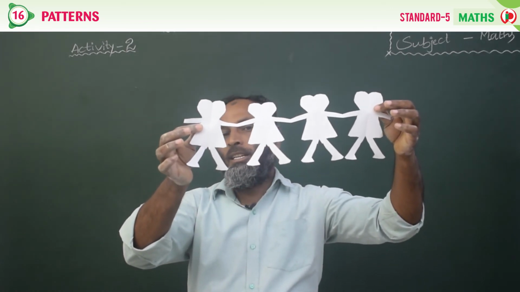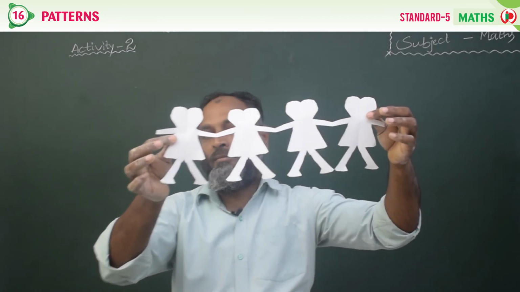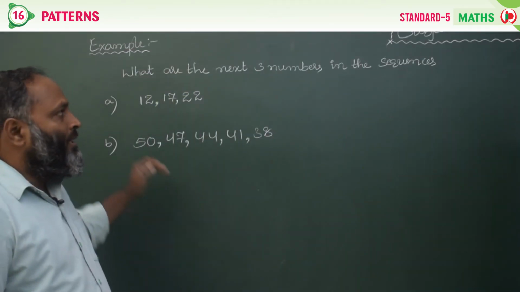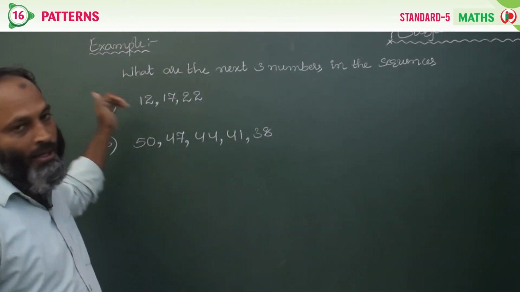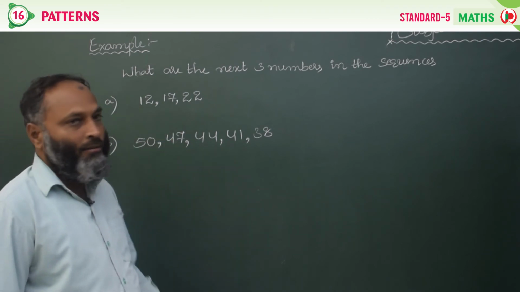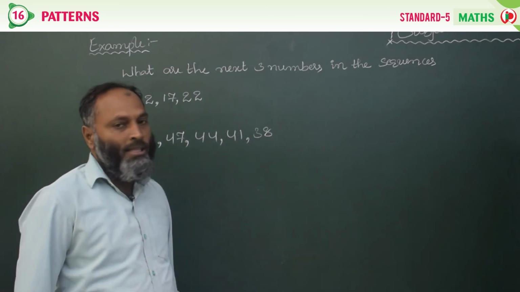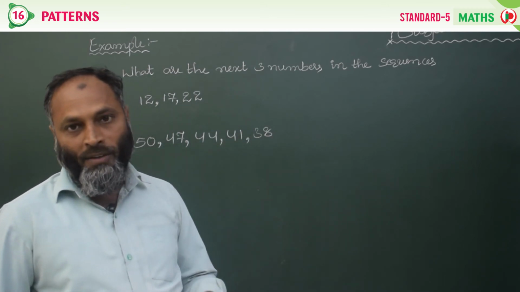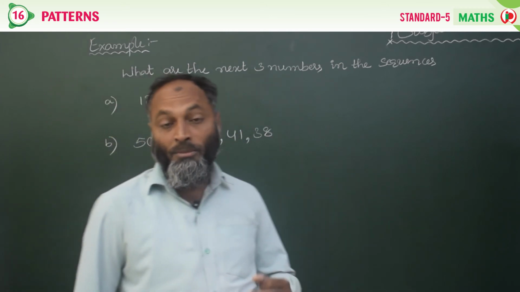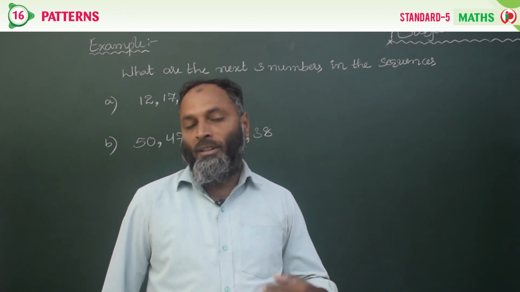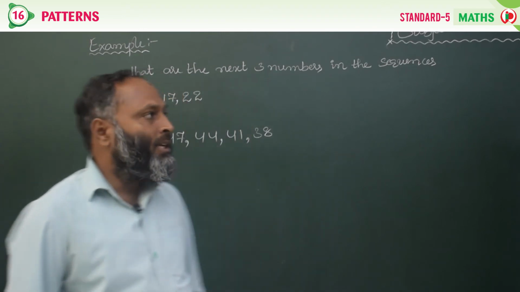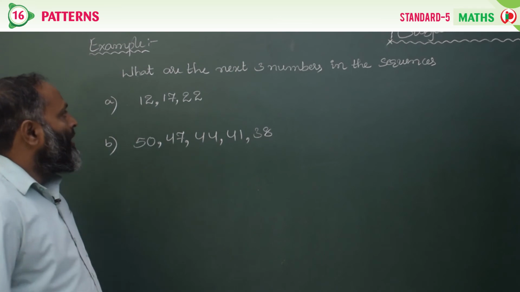Okay, students, this is your second activity. Now students, see here. Here mathematical patterns are given. In this pattern, what is he asking in the example? What are the next three numbers in the sequence? Whatever the sequence is given, first we should observe the sequence. Then after that we should write the next three terms, the next three numbers.